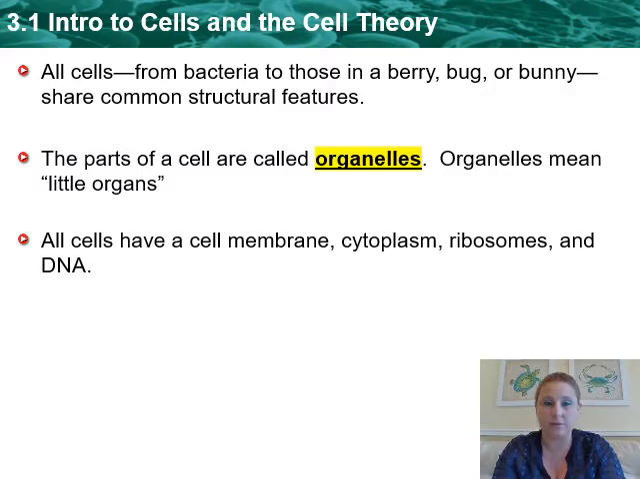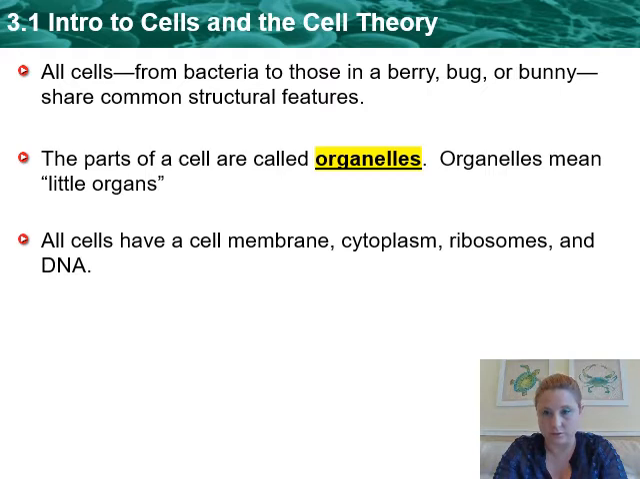All of our cells, no matter what they are, have a cell membrane, the stuff called cytoplasm, things called ribosomes, and DNA. All the parts of a cell are called organelles, and organelle just means little organs. So they all have a cell membrane, cytoplasm, ribosomes, and DNA. It doesn't matter what kind of cell it is. Is it a berry cell, is it a bunny cell, is it a bug? It's going to have the same things, okay?